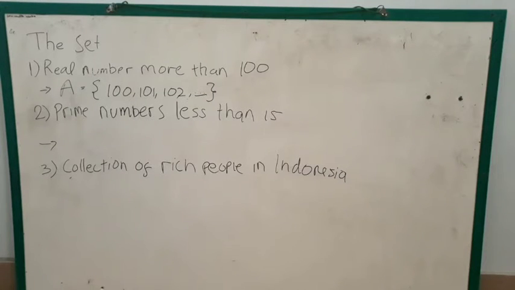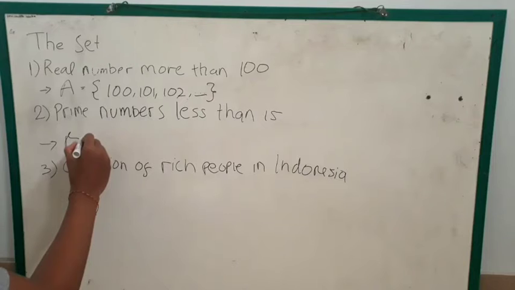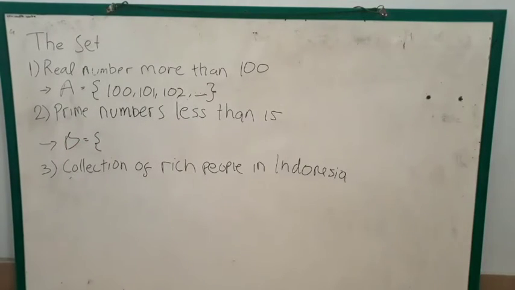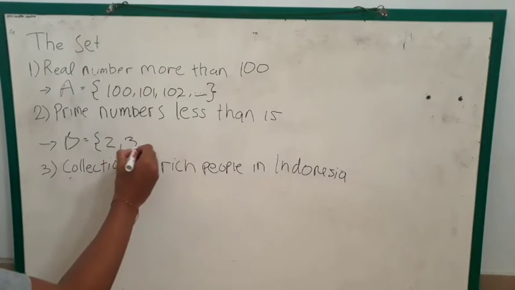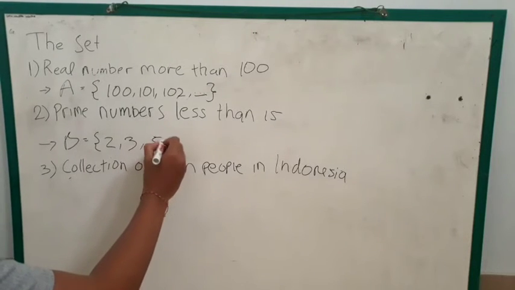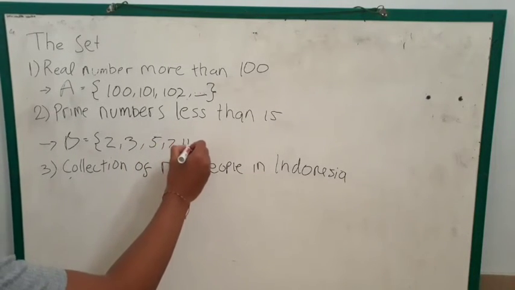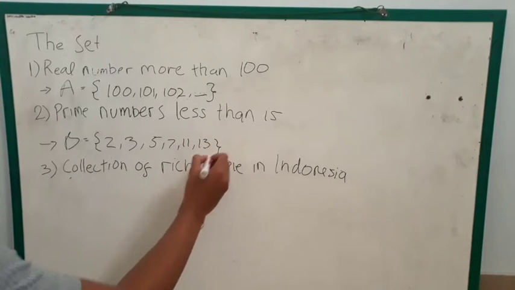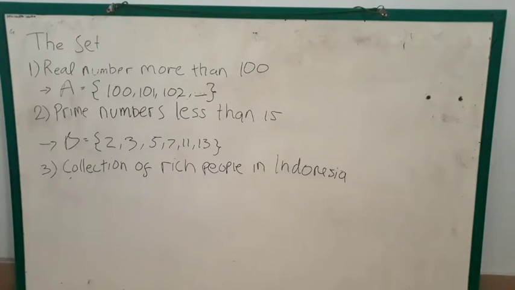Prime numbers less than 15. I will denote this with set B. In set B, we have the prime numbers less than 15, which are 2, 3, 5, 7, 11, and 13. Set B is a finite set because it has a limited number of members.